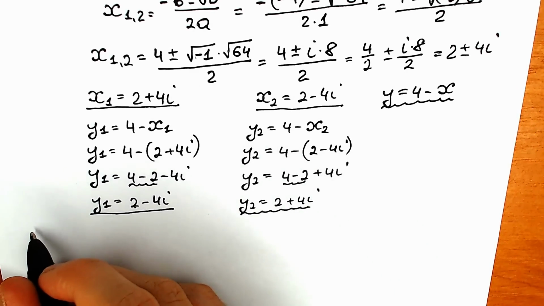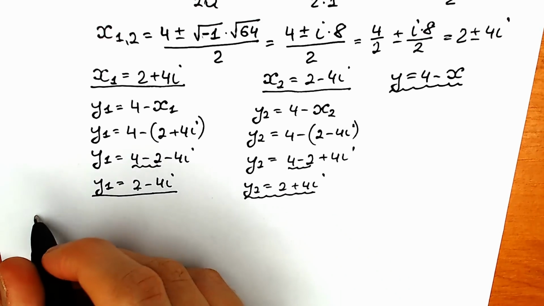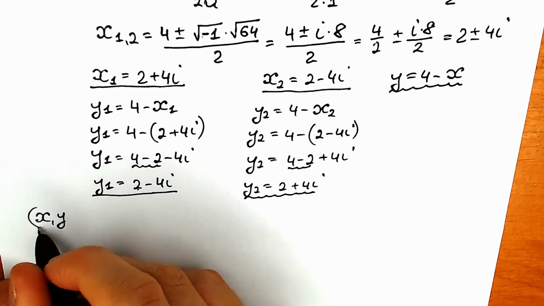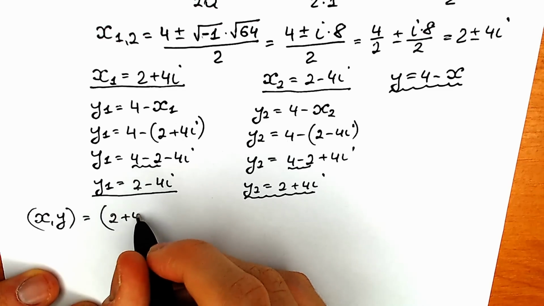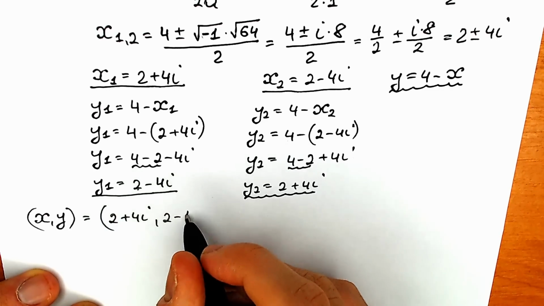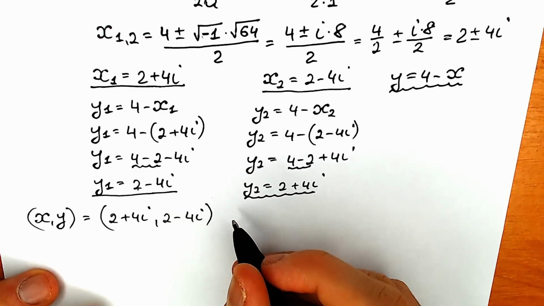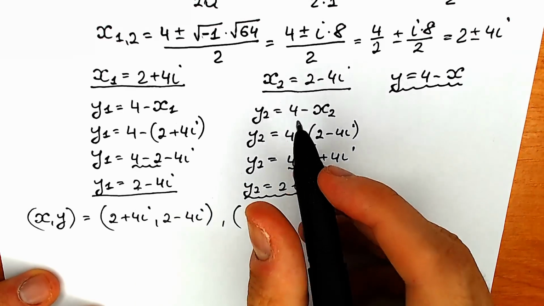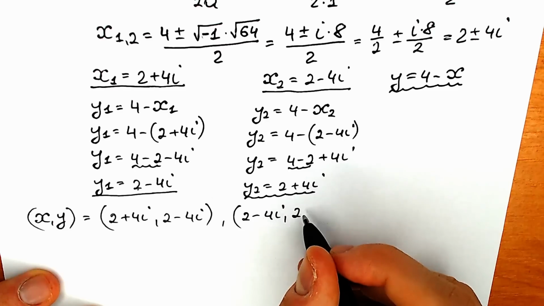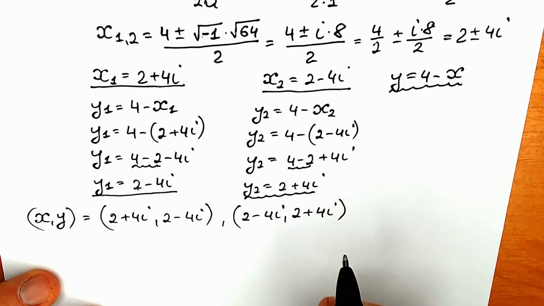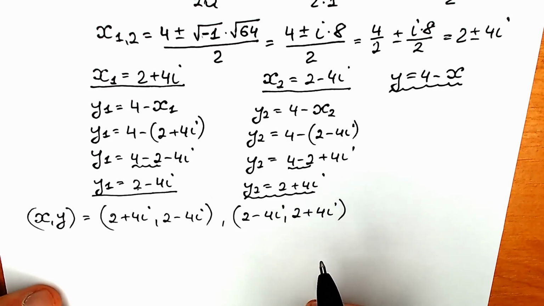So as a result, let's write it. So as a result, our x and y equal to, the first pair, we have x first, 2 plus 4i, and 2 minus 4i, the first solution. And the second solution, we have the second pair, so we have 2 minus 4i, and 2 plus 4i. This is our solution to this question, but let's check it.